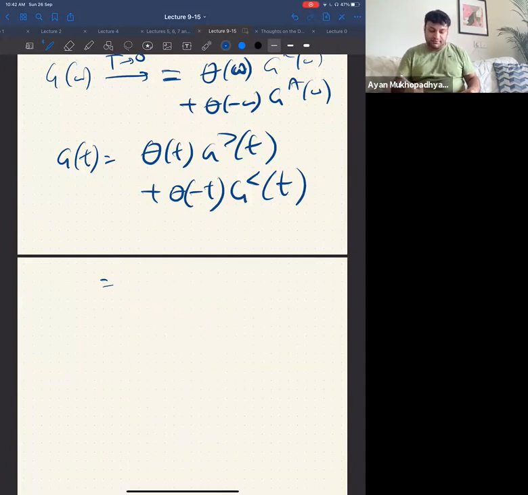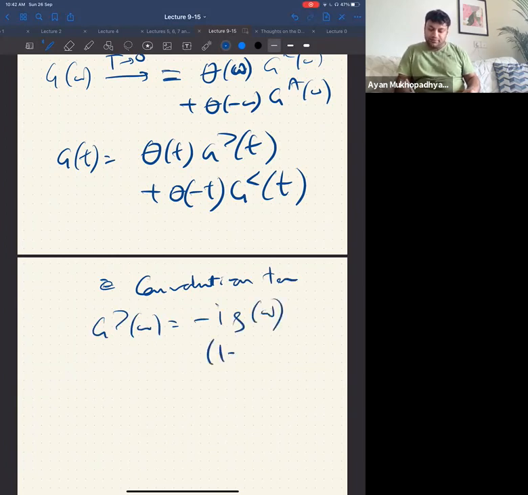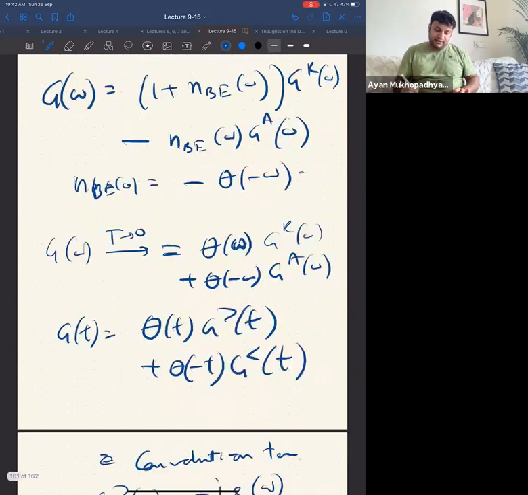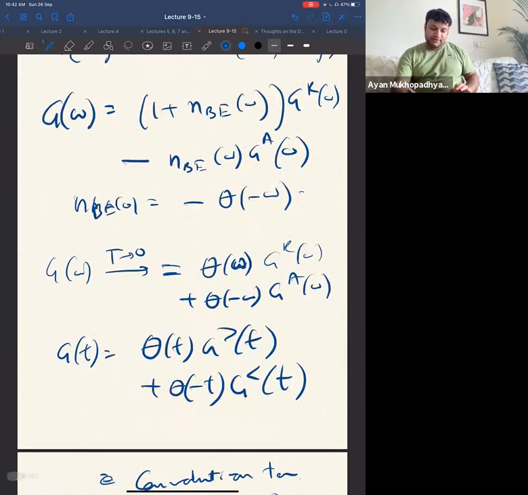And here you can similarly use the convolution theorem, right? G greater omega, you can write as minus i rho omega times 1 plus n_B omega, and G less omega, you can write similarly as minus i rho omega n_B omega. You substitute this, use the convolution theorem for the Fourier transform, and then you compute the imaginary part of G omega. Okay, so it is G^R omega.